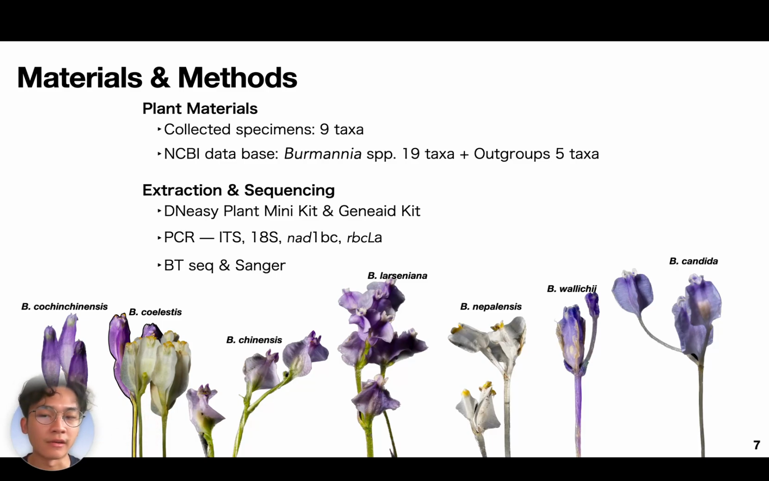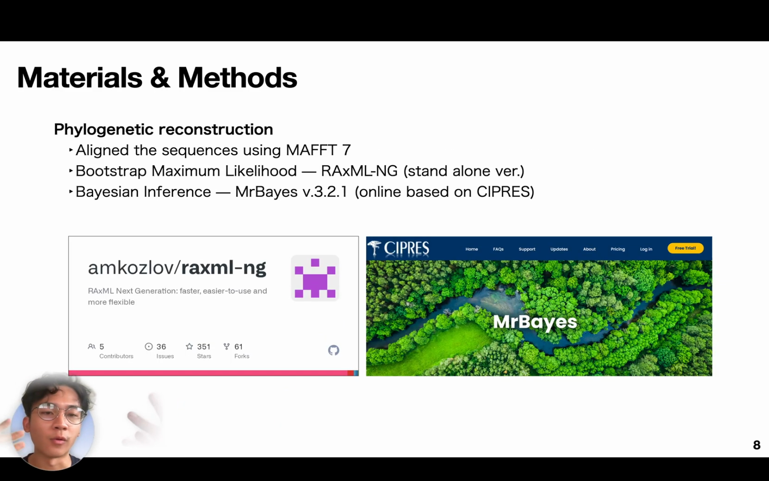For the fresh and dry specimens, we extract the DNA using a kit. Then we amplify the DNA using these markers: ITS and 18S rDNA, and NAD1 B/C, which is mitochondrial, and rbcL, which is plastid, or in this case the chloroplast, or the reduced one, which is for the fully microscopic plants that don't do photosynthesis, but there is still a positive there. And then we send it to a company to do the sequencing for us. Then they give us the results of the sequences.